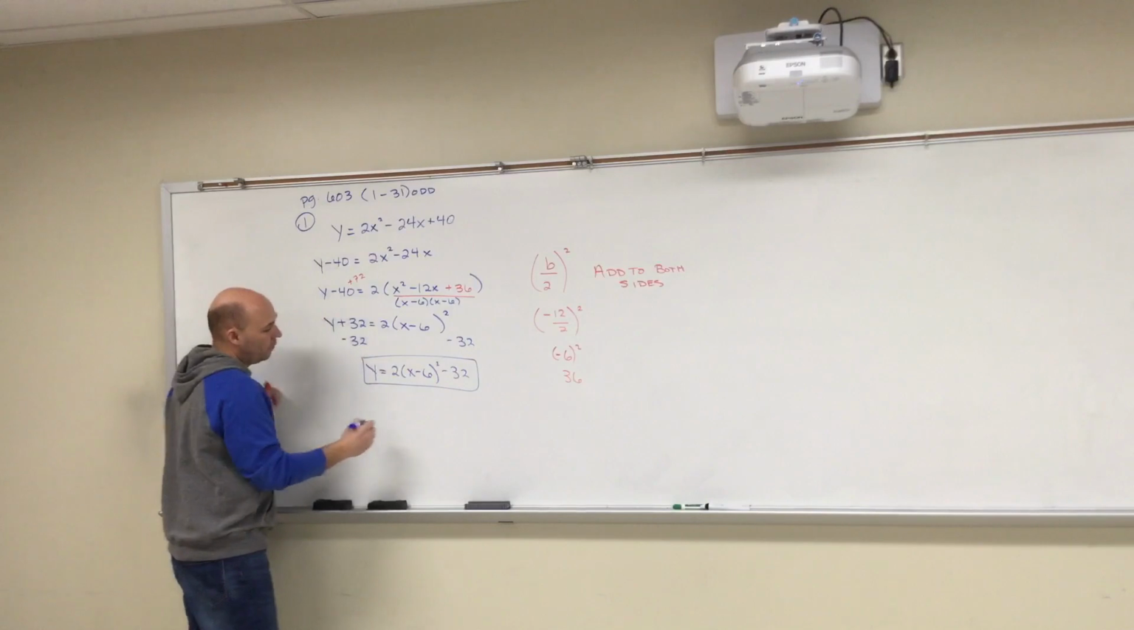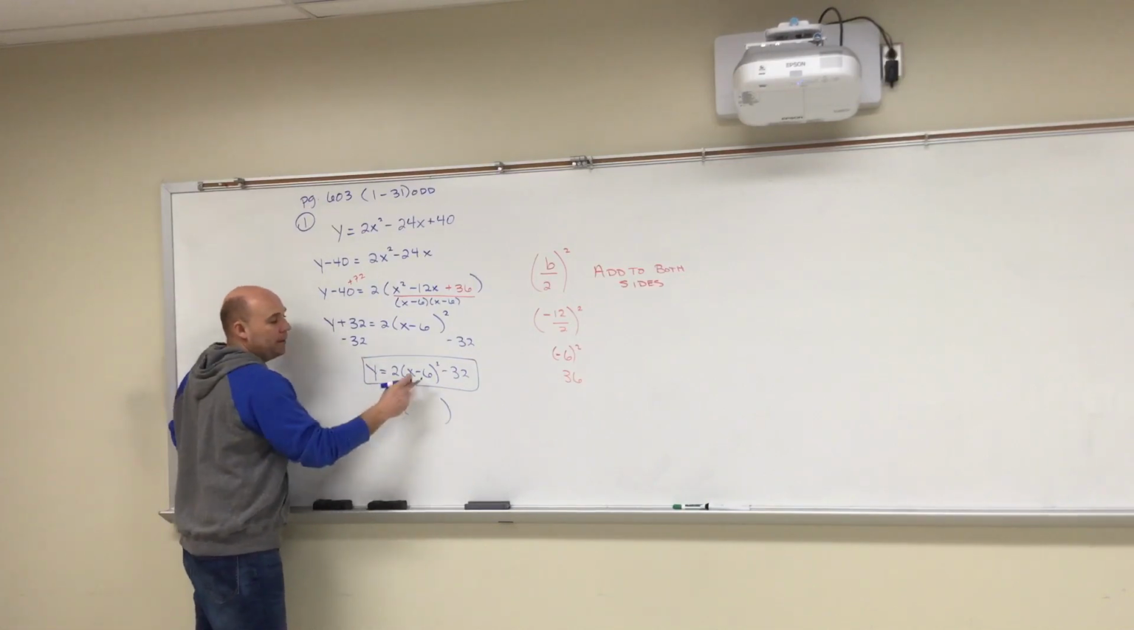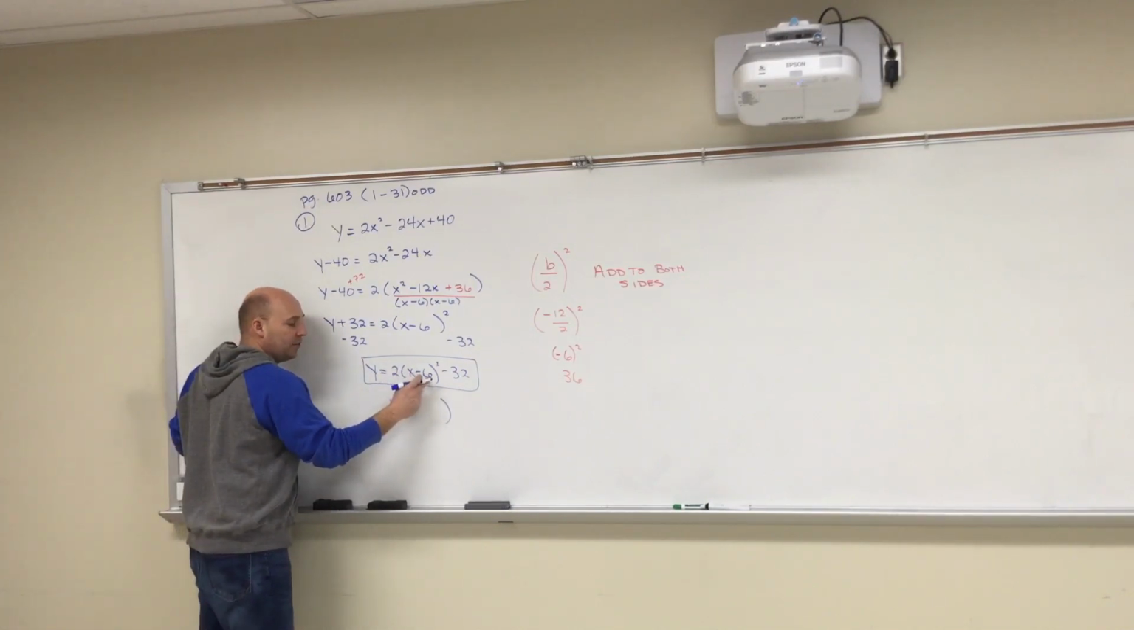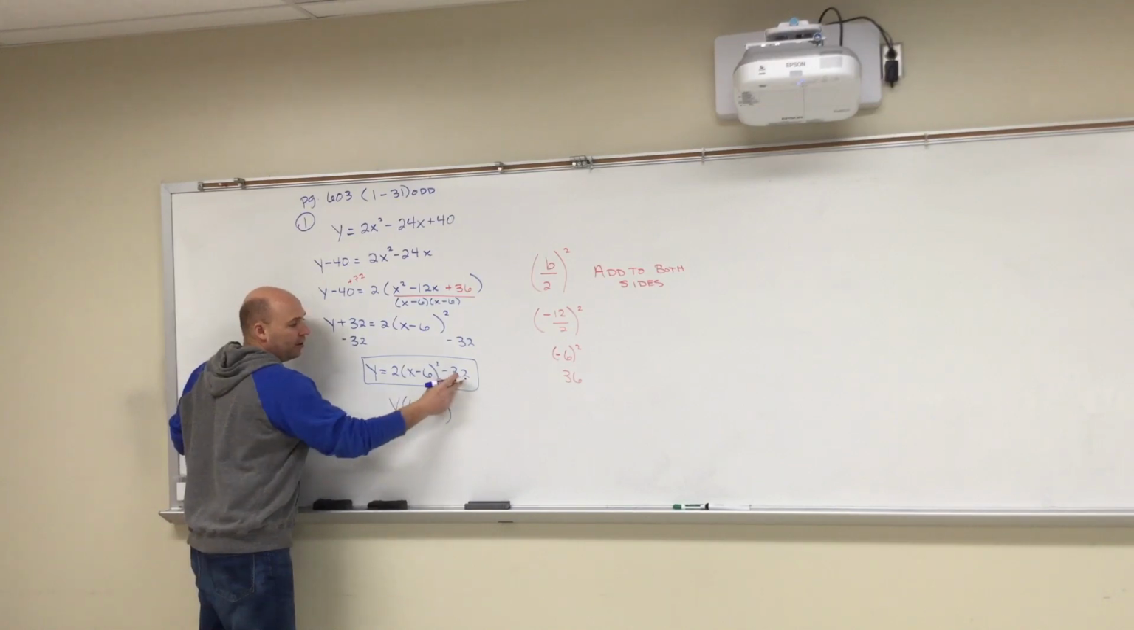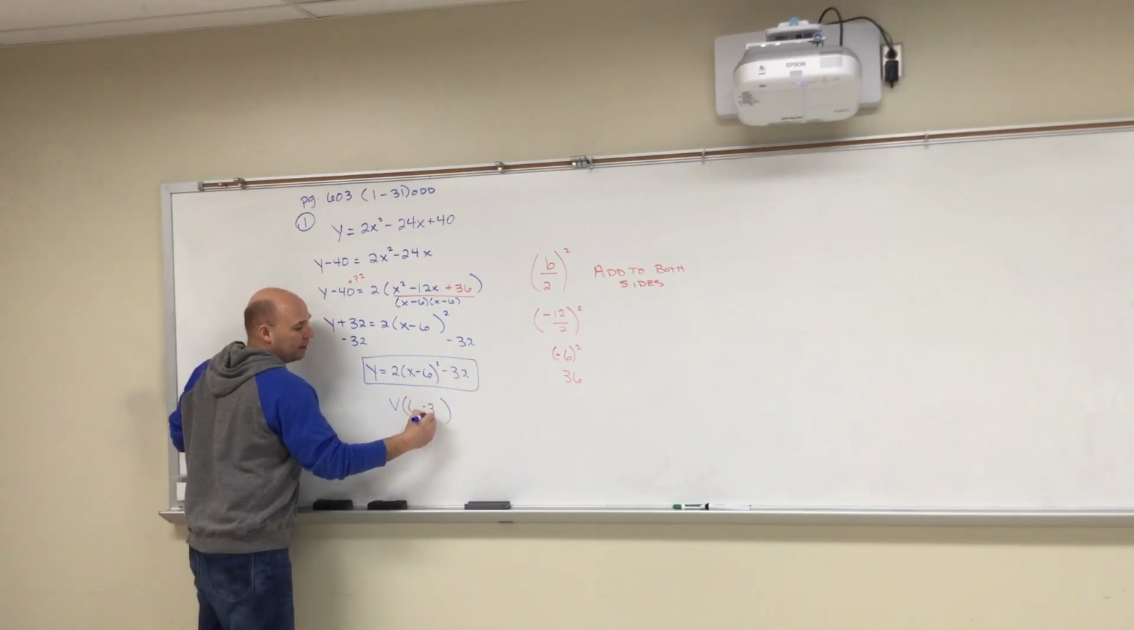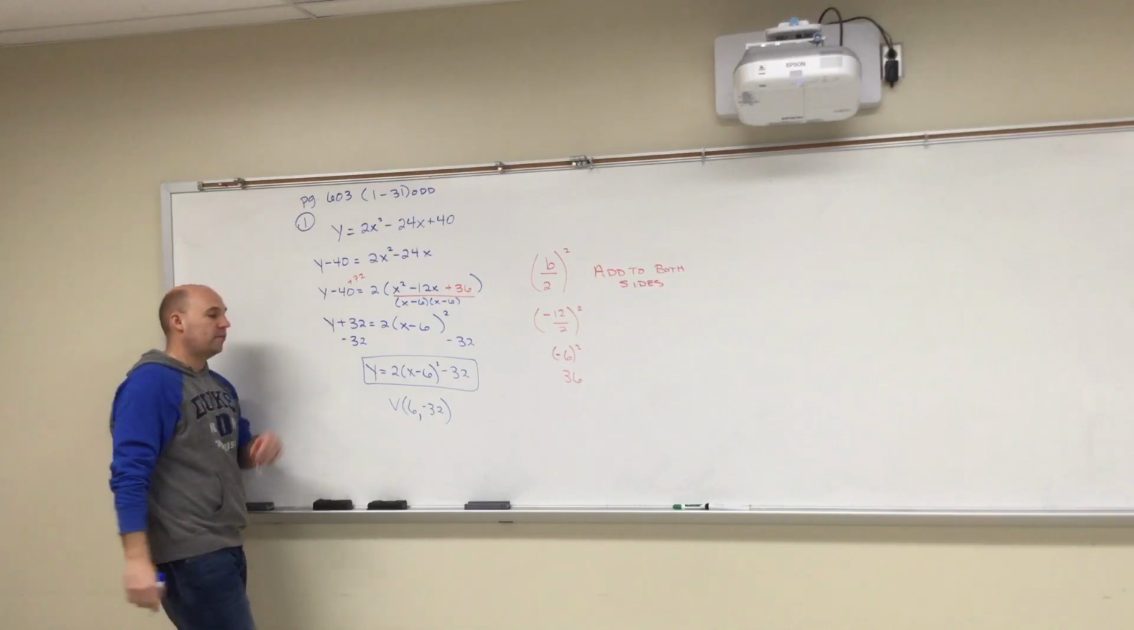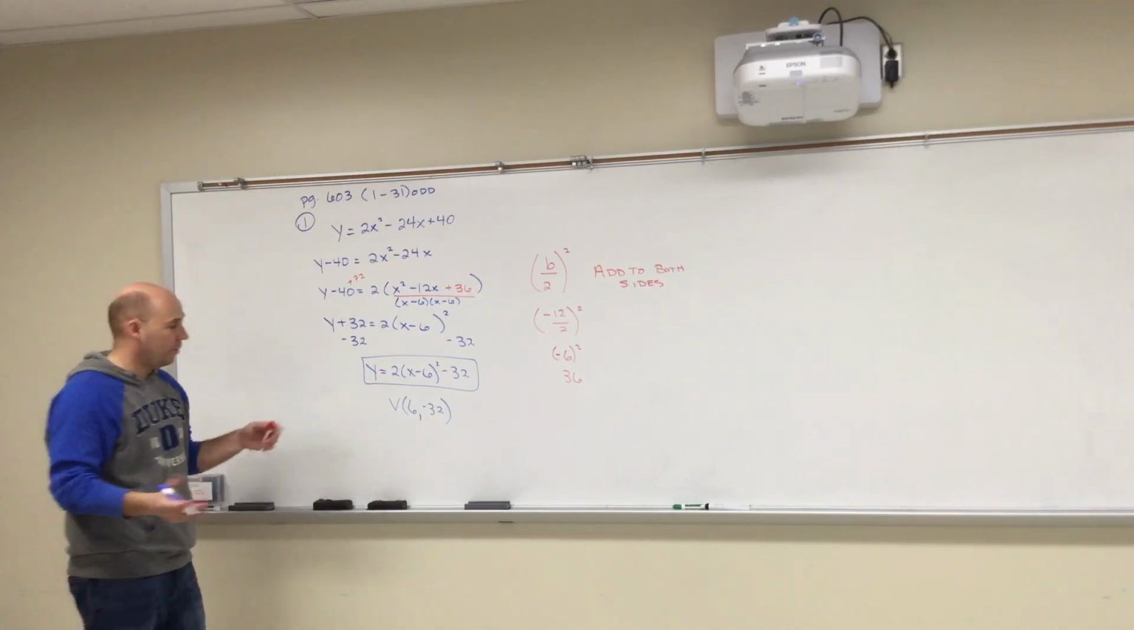So that's part of my answer. Vertex. My vertex would be whatever's beside the x, the opposite, so 6, and then this number would be negative 32. Okay, so that's my vertex. We don't have to graph it. Okay, so that's why it's pretty normal.